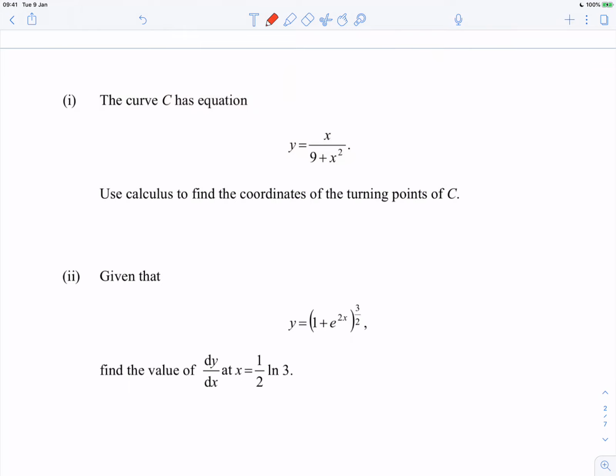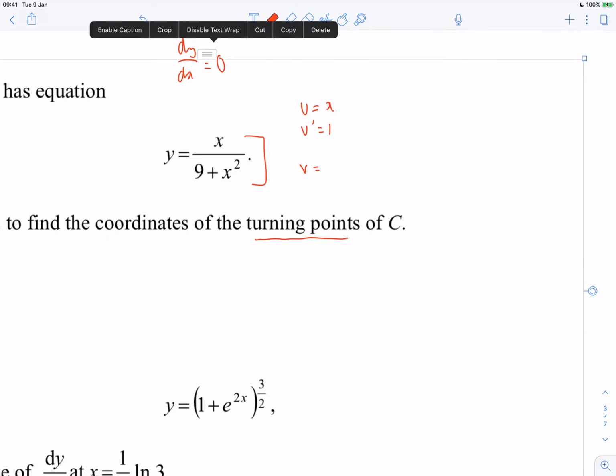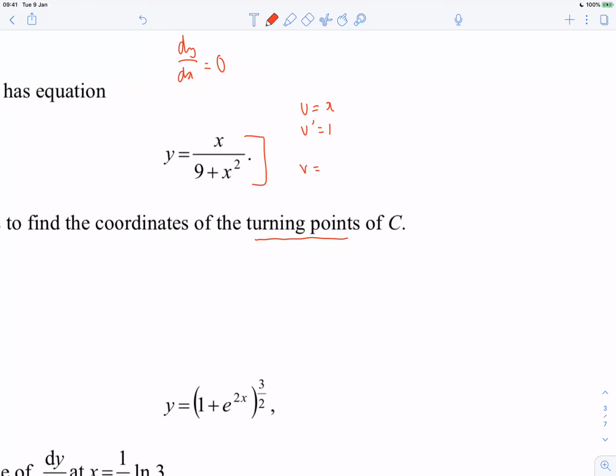Right, a couple of things. dy by dx equals 0 when we're dealing with turning points, and this is a quotient of functions. So if the top part is x, u dashed is 1, and v is 9 plus x squared, then differentiate that, it just becomes 2x. So dy by dx is going to be vu dashed, which is 9 plus x squared, minus uv dashed, which is 2x squared, and this is going to be all over v squared, which is 9 plus x squared squared.